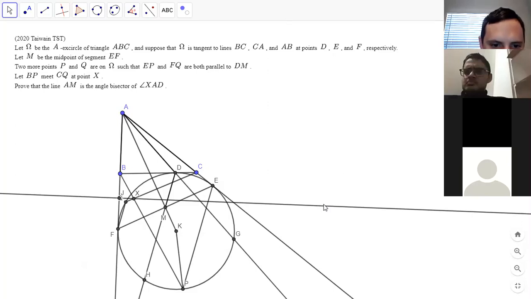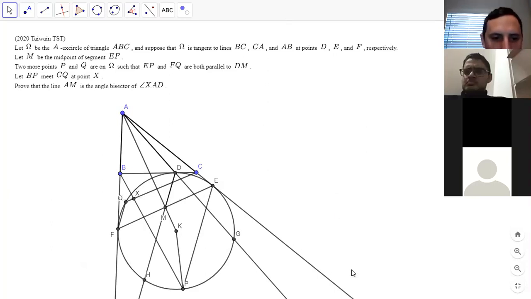Okay, so we wanted to show that X and G are isogonal conjugates, right? Maybe we can show BX and BG are isogonal, and then similarly by symmetry CX and CG will also be, and then we'll be done. If we can show that CX and CG are isogonal and BX and BG are isogonal, then that would mean that AX and AG are isogonal, and that would solve the problem. I think that has a good chance of working.